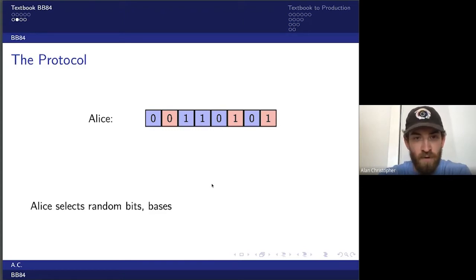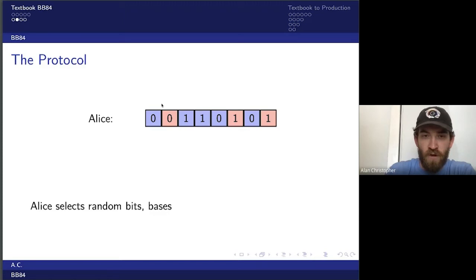Let's talk about what the protocol actually looks like. So Alice is going to start by selecting a random sequence of bits and of bases. So 0s and 1s randomly chosen. And then each of these blocks here is either blue or red. A blue block is going to be what I call a rectilinear basis. So that's my 1 is up here, my 0 is here, vertical and horizontal. And then the red blocks are going to be what I call a diagonal basis. So that's when I take the whole works, all of my polarizers, and I just rotate them 45 degrees.